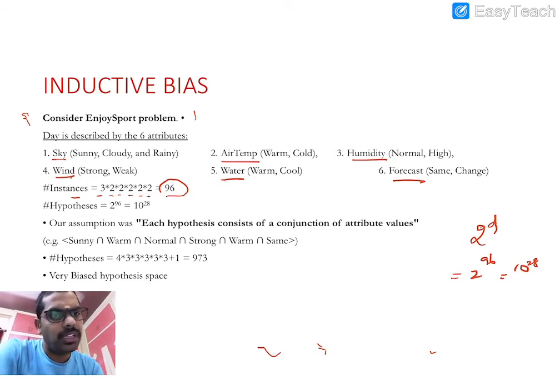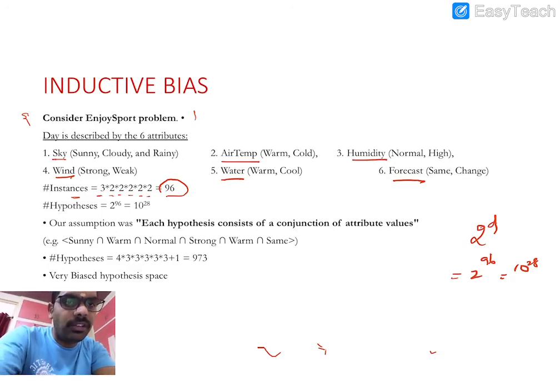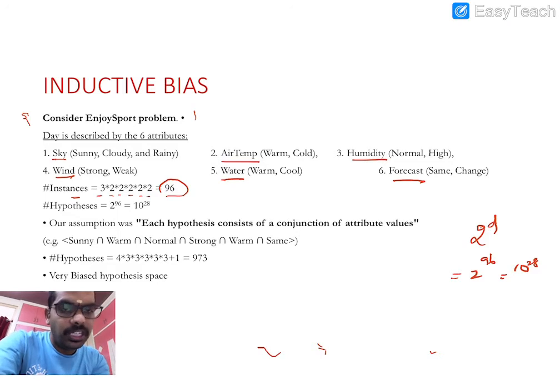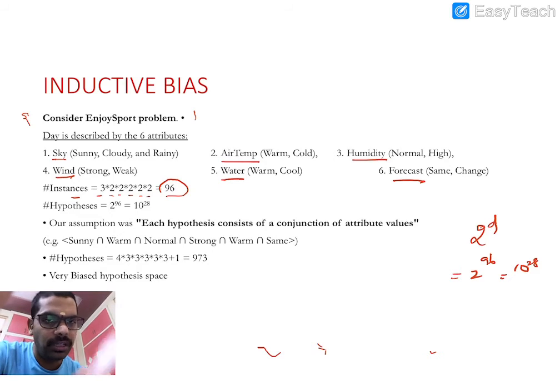Our assumption was each hypothesis consists of a conjunction of attribute values. That means we may include all the attributes, that is sunny and warm and normal and strong and warm and same. What is sunny? Sunny is a sky value, and for temperature we consider warm, for humidity we consider normal, for wind we consider strong, for water we consider warm, and again for forecast we consider same. So here we are going to calculate the hypotheses.